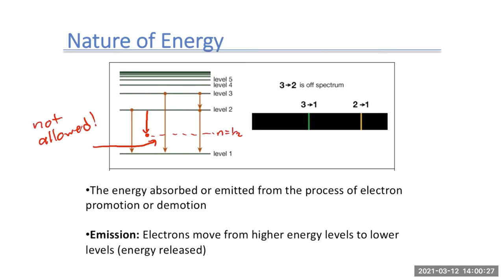Think of it as you're dropping a ball off the second floor balcony. That's your n equals 2 level, and it's going down to the first floor, n equals 1. Your ball's not going to stop halfway down. It's going to complete its drop. Same thing with the electrons. They complete their drop down to their lower energy level.